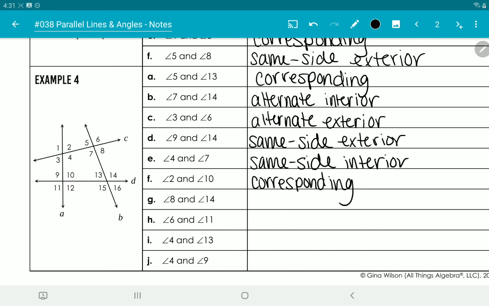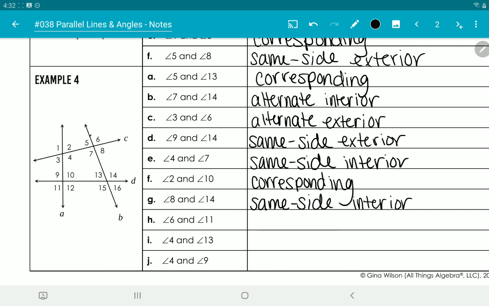Now 8 and 14. You can see this is the line that touches both of those angles. So that's going to be the transversal. You can see that they are on the same side of the transversal because they're both on the right side here. And then if we connect the ends of these two lines that are being intersected, they're on the interior of those lines. You can see that they're being trapped in there basically because they're on the inside. So they're same side interior angles.